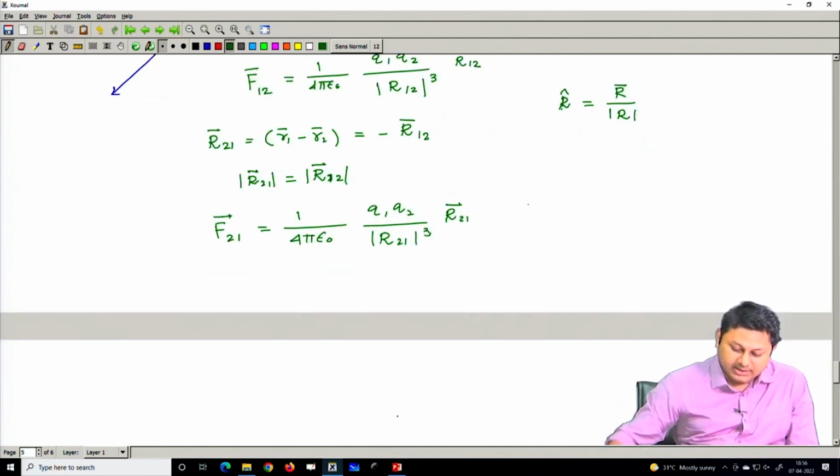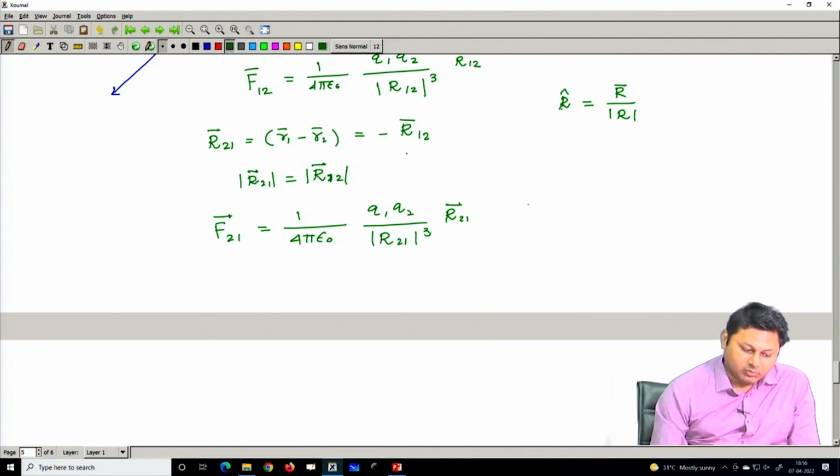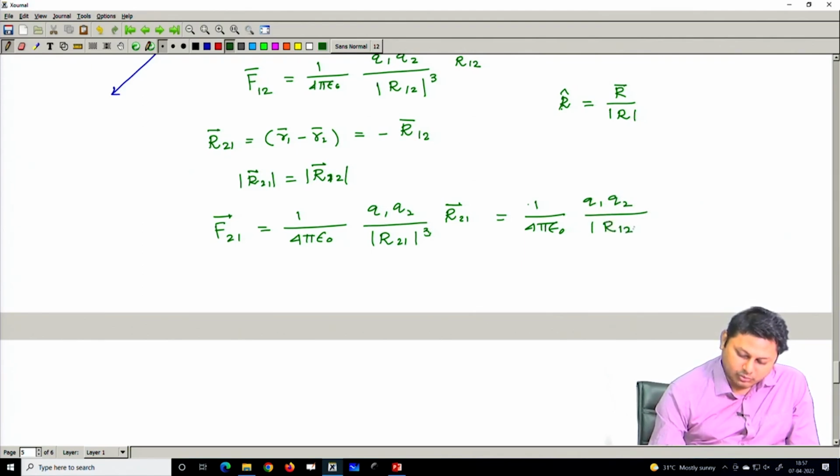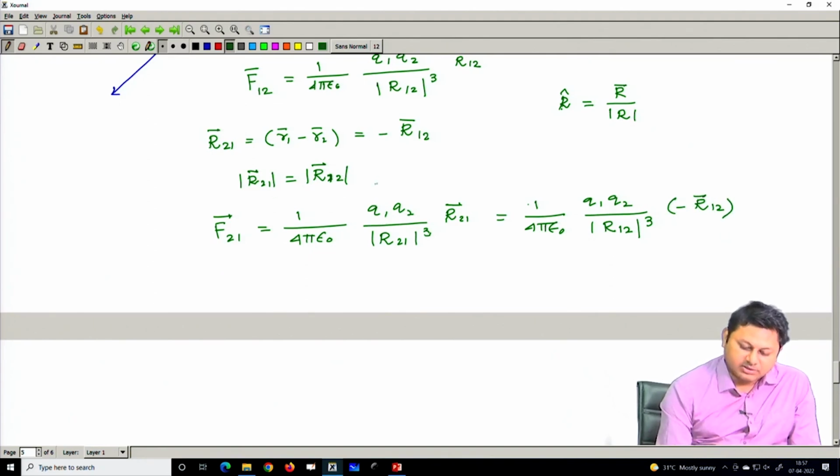Okay, but the thing is, here R21 and R12 have a relation. So I can write this as 1 by 4 pi epsilon 0 q1 q2 divided by R12 cube and then minus of R12 vector, because that relation we know.